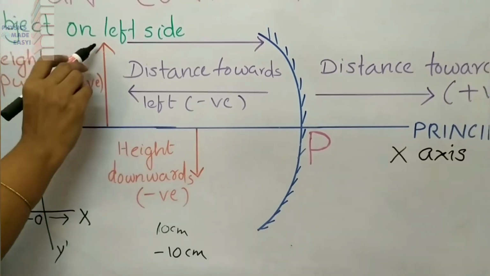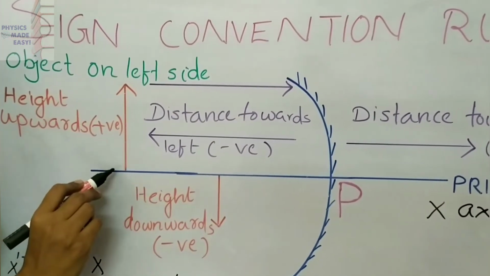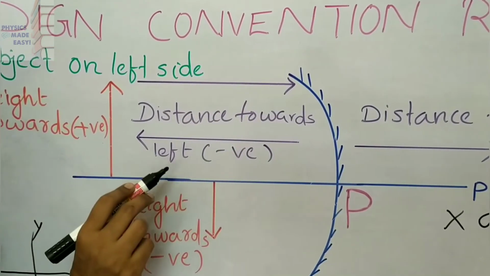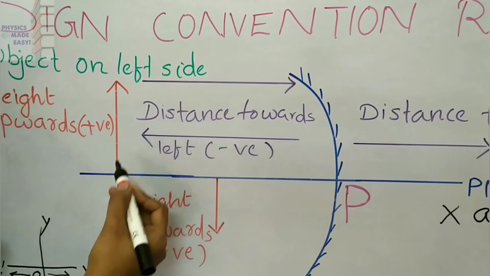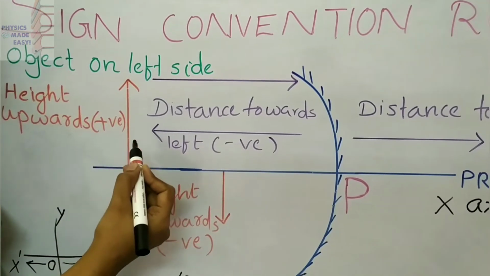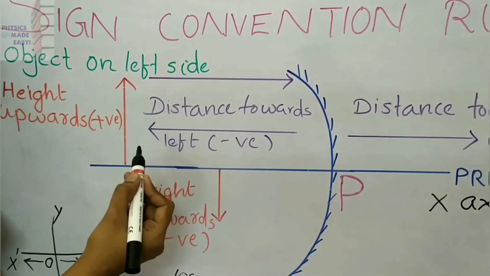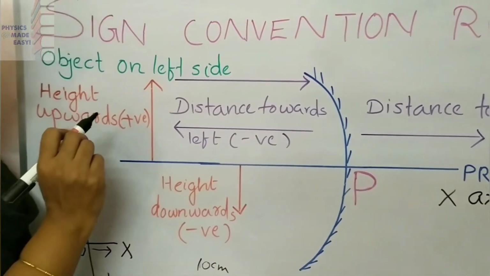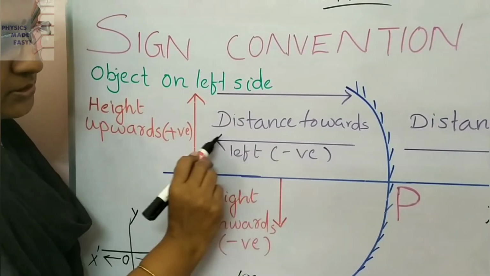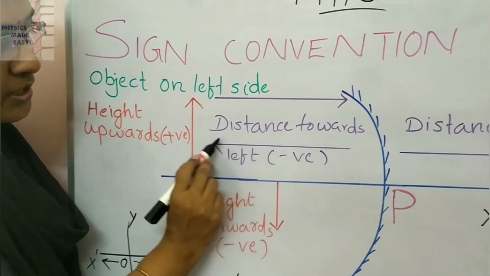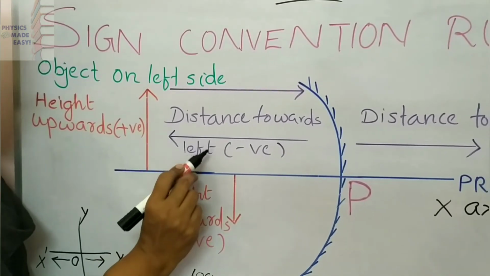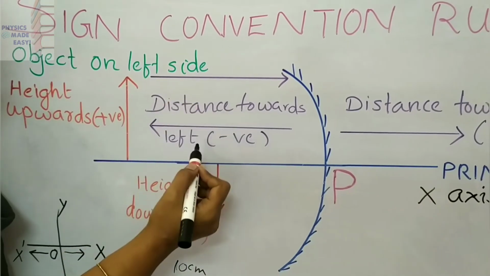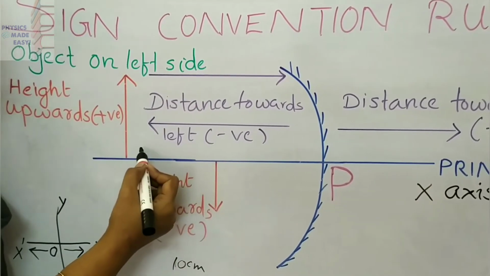Okay children, here you can see the object on the left side. The object distance, that is the distance between the object and the mirror, you have to measure from the pole towards the left. So you have to take that distance as negative. In another way also we can say this. Here you can see this is the direction of the incident ray. This distance is in the direction opposite to the direction of the incident ray. So all these distances you have to take as negative.